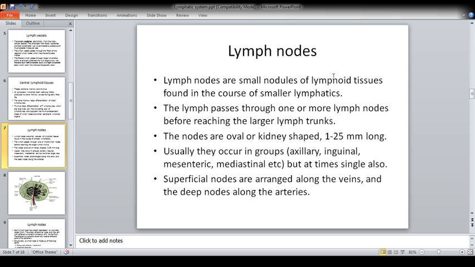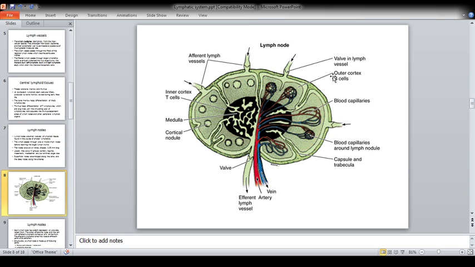So the nodules are oval or kidney shaped, which are 1 to 25 millimeters long, and they occur in groups or as single structures. Then there are superficial nodes and deep nodes. Superficial nodes are present along the veins, and deep nodes are present along the arteries. Okay, so till this point we've studied. Now we will study more detail of lymph node.